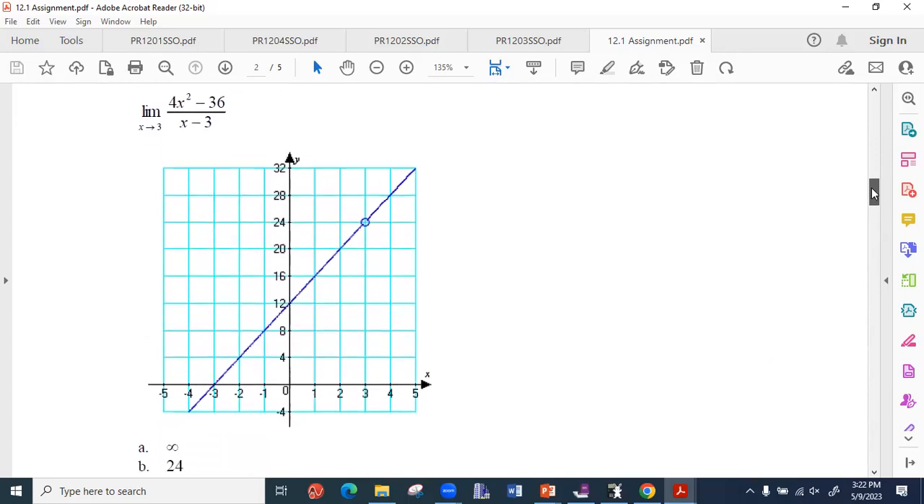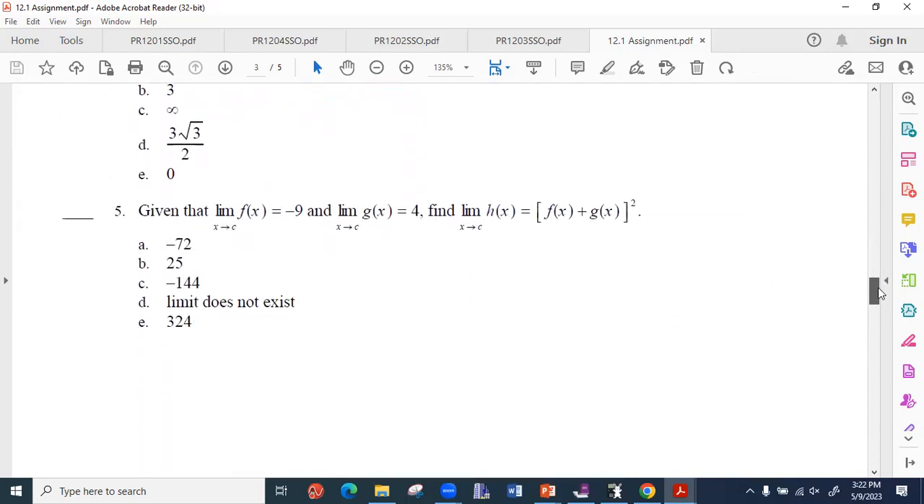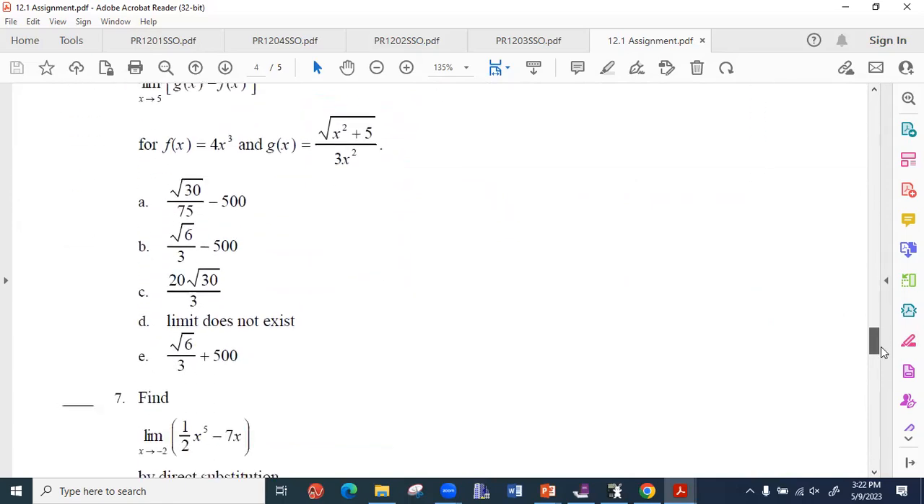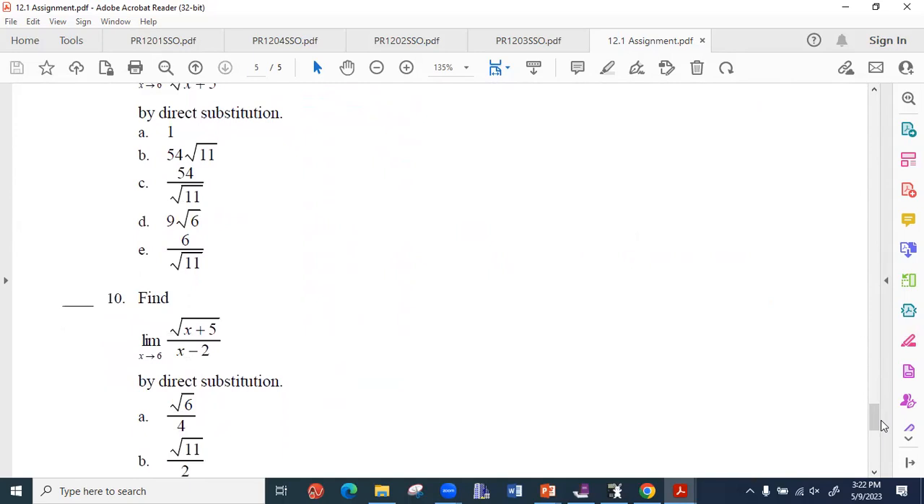Here you have a graph to evaluate. Another graph, a sine graph. Ooh, what's going to happen there? And then you have an addition. So you have f of x and g of x. You are given their limits, and then to find the limit of them combined, what do you do? So yes, you have 10 problems, and it's on your handy dandy Canvas. It's already there. All right, that is it.